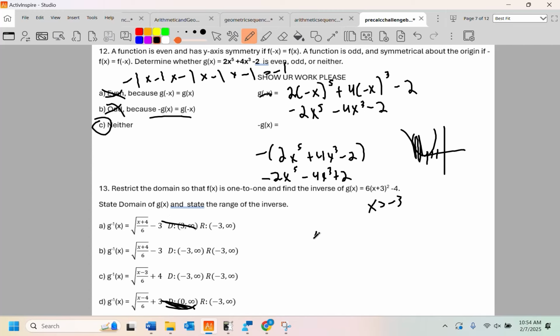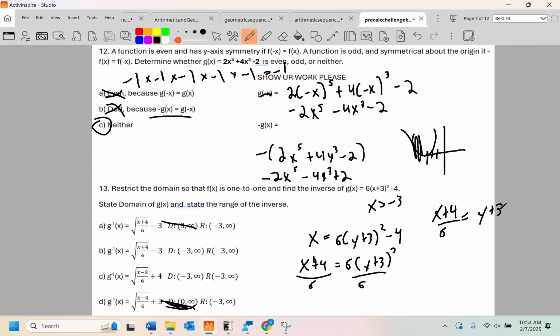We swap x and y. We isolate. We isolate some more. So x plus 4 over 6 is equal to y plus 3 quantity squared. So, oh look, it's B, because this one doesn't agree. You didn't have to finish the problem.